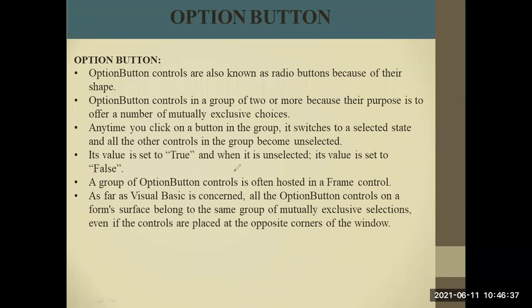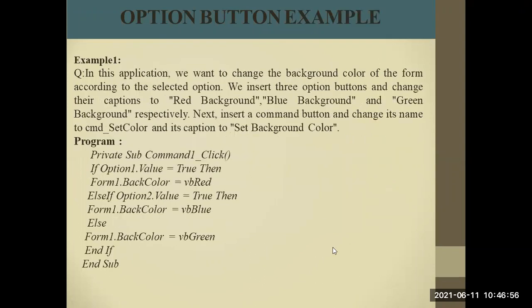Then a group of option buttons can be controlled. Basically, this is generally used in the frame control. So whenever we are using the frame control, we will basically go for the option button. Then we have discussed one example of the option button. The example is how you can change the background of your form. How can we change the background of the form?